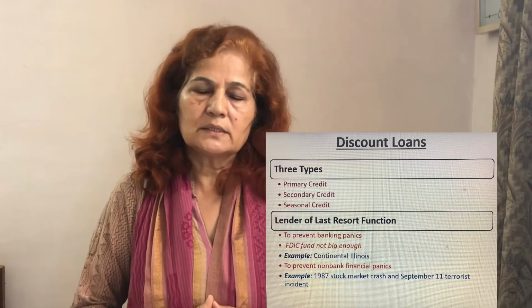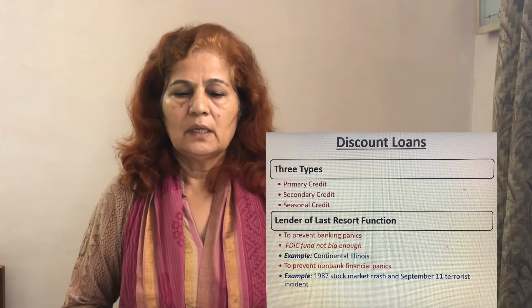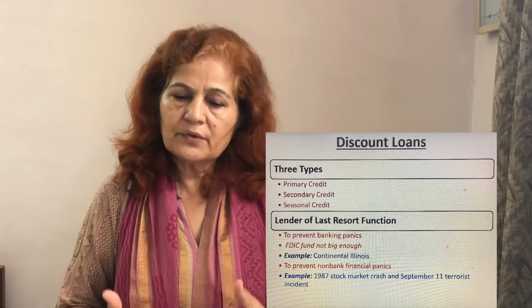What are the advantages of open market operations? The Fed has complete control, it is flexible and precise, easily reversed and implemented quickly. So for the discount loans, there are three types which we are talking about: primary credit, secondary credit, seasonal credit, and the lender of last resort function to private banks.